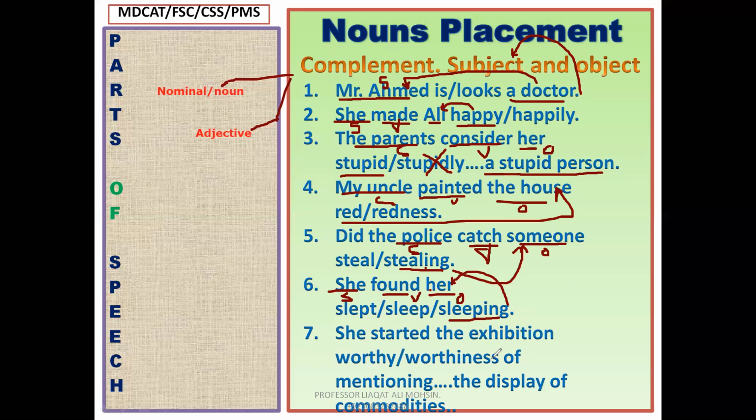We started an exhibition. Exhibition, worthy or worthiness of mentioning. I told you that an adjective can be a complement, and a noun can be a complement. If we replace worthy with the display of commodities, this is adding up to the word exhibition. This way it can be a nominal complement.